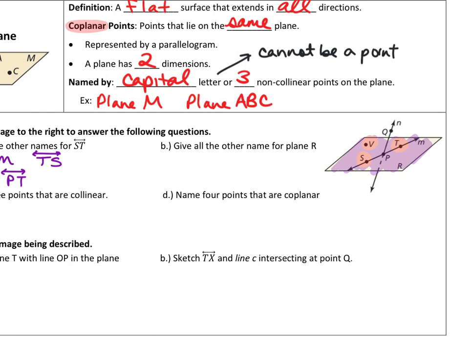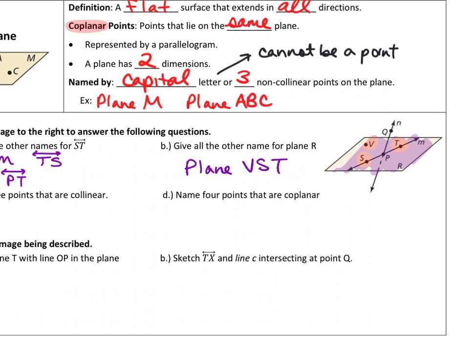So let's call it plane VST. We can also reorder those letters. So it could be plane SVT, plane TVS, plane STV. However we want to use those three letters, as long as they are non-collinear, which means they sort of make a triangle instead of a line, then they're great to use as a name of a plane.